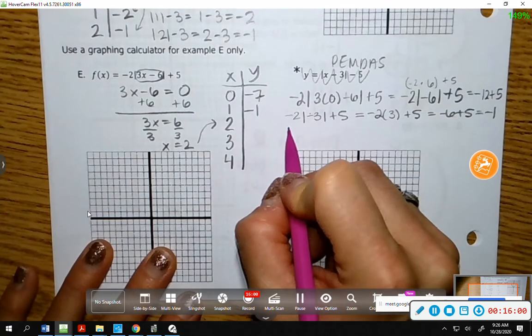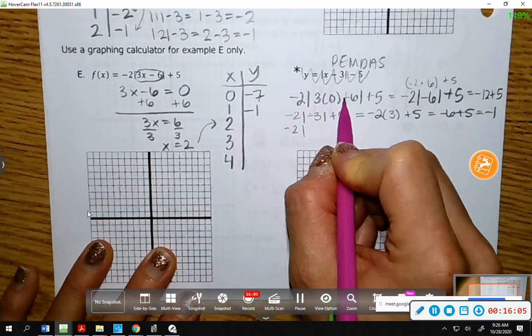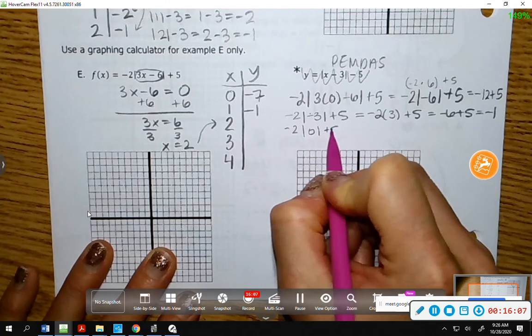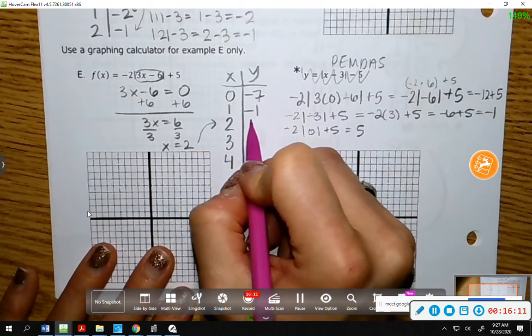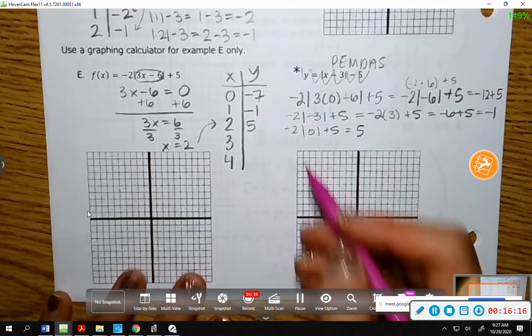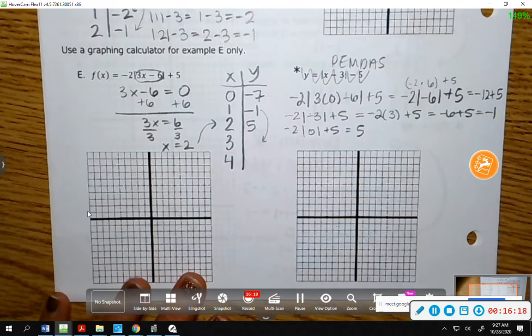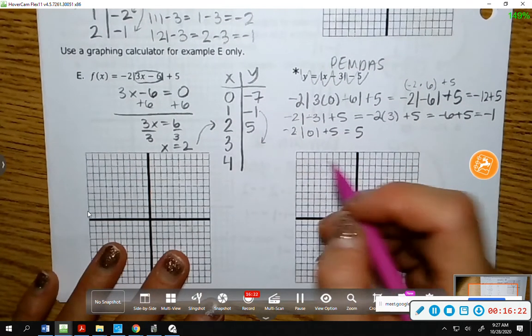All right, let's plug in 2. So 3 times 2 is 6. 6 minus 6 is 0. So now we get 0 plus 5 is 5. Now we should see symmetry here, so we better get negative 1 for the next one. If you don't, then we probably didn't put the vertex in the middle of the table.